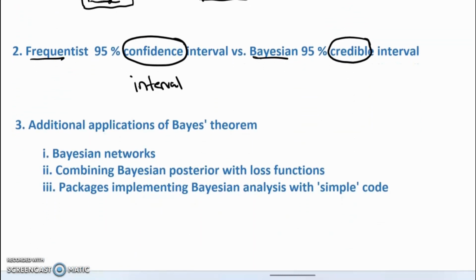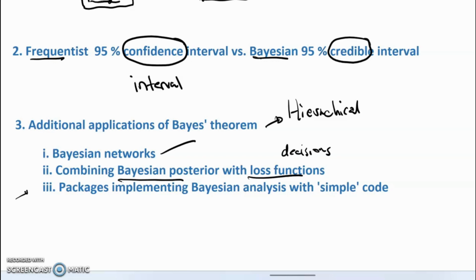And then we're going to go over some additional applications of Bayes' theorem. And we saw that one really important use of Bayes' theorem was to give us hierarchical models that would enable us to tease out underlying processes. But there's a wide range of additional applications. I'm just going to go over a few to give you a flavor of the possibilities. So we've got Bayesian networks. We can combine the Bayesian posterior with loss functions to help us make decisions.